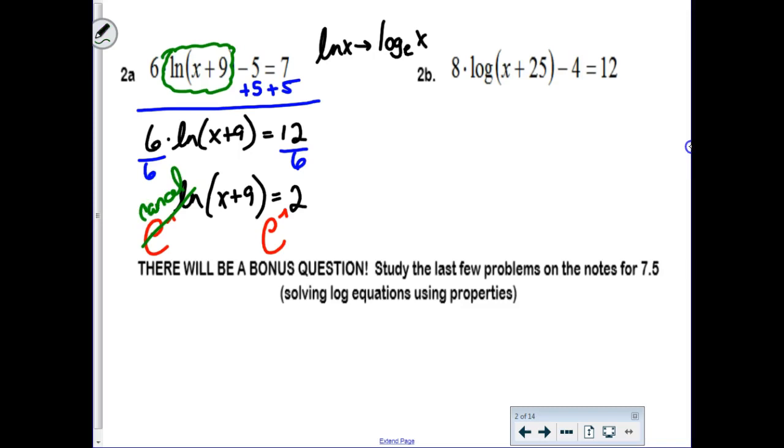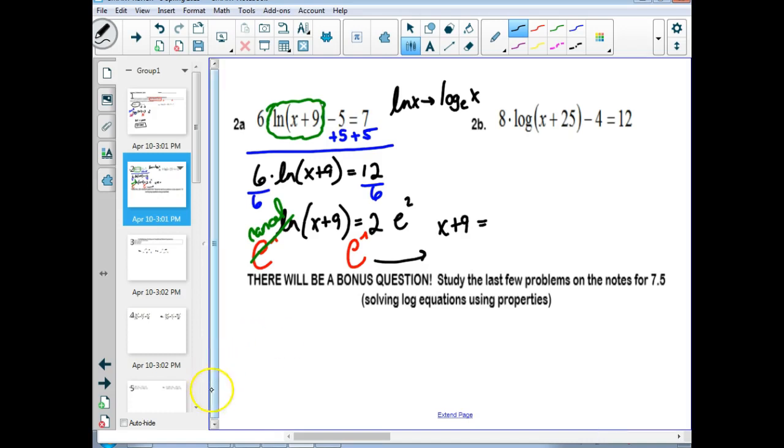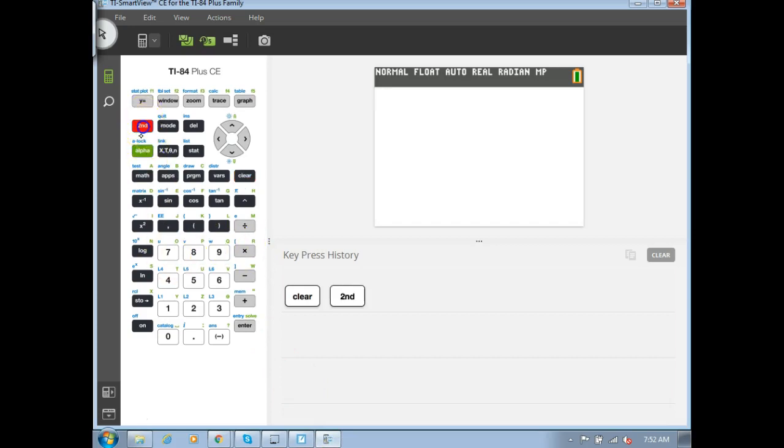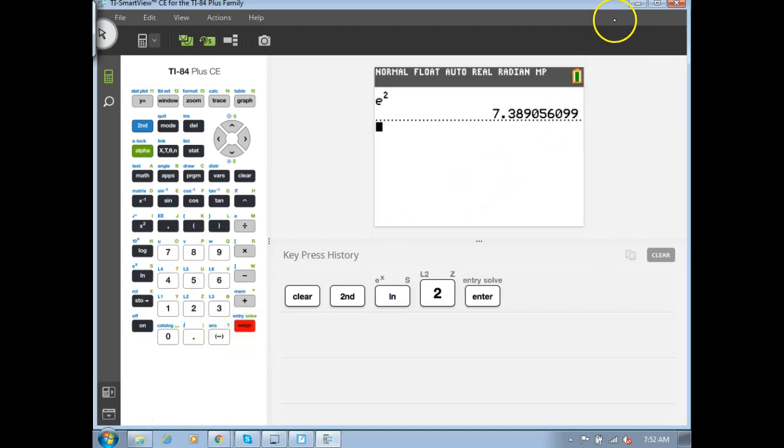I didn't give myself enough room here. Alright, so I'm going to work over here now. So the x plus 9 drops down, and then e to the second power is something I'm going to need to type on my calculator. So I actually don't know what that is. I got to bring that up. But first I got to find my calculator. There we go. I like to use the second natural log key because that already brings up an exponent position. So e to the second power is, I'll write down 7.39.